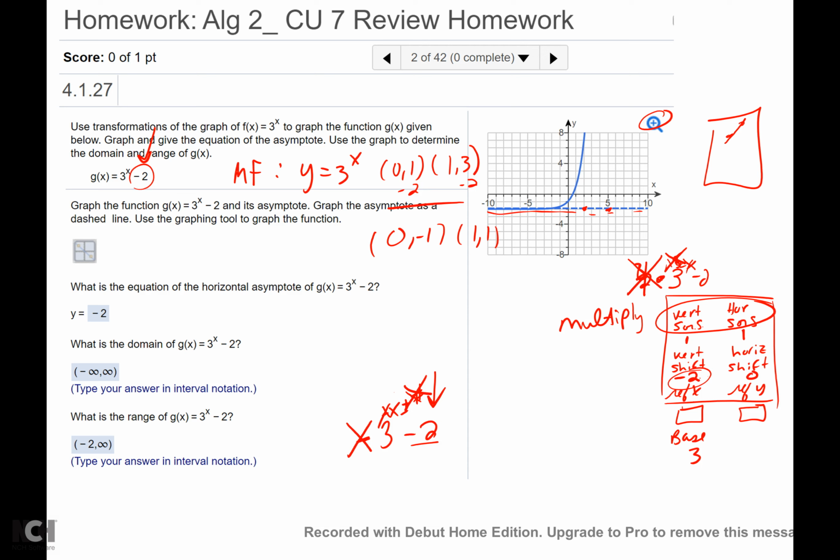For the equation of the horizontal asymptote, remember your horizontal asymptote for all exponentials is y equals 0. It only changes if you shift the graph up or down. Since we shifted down 2 units, instead of y equals 0, it's y equals -2. For exponentials, the domain is always -infinity to infinity, and the range is usually 0 to infinity unless you shift it up or down. I shifted down, so that 0 turns into -2.